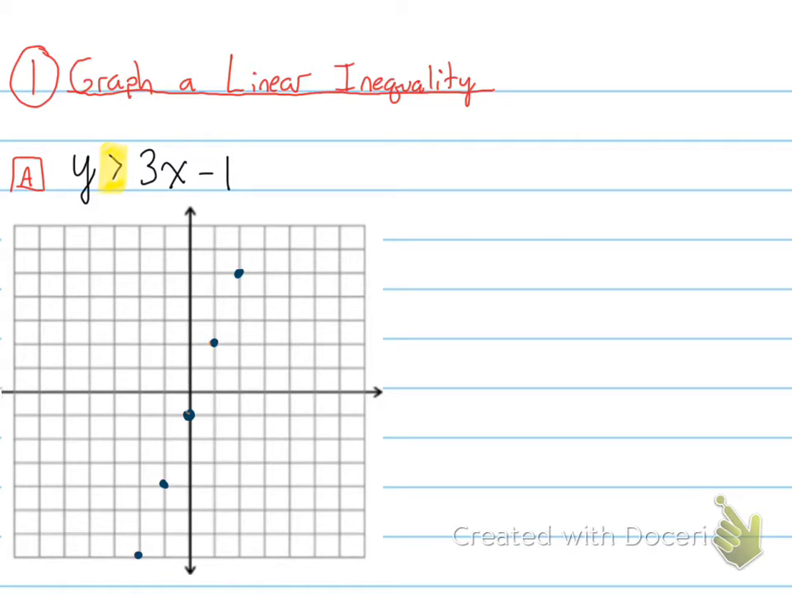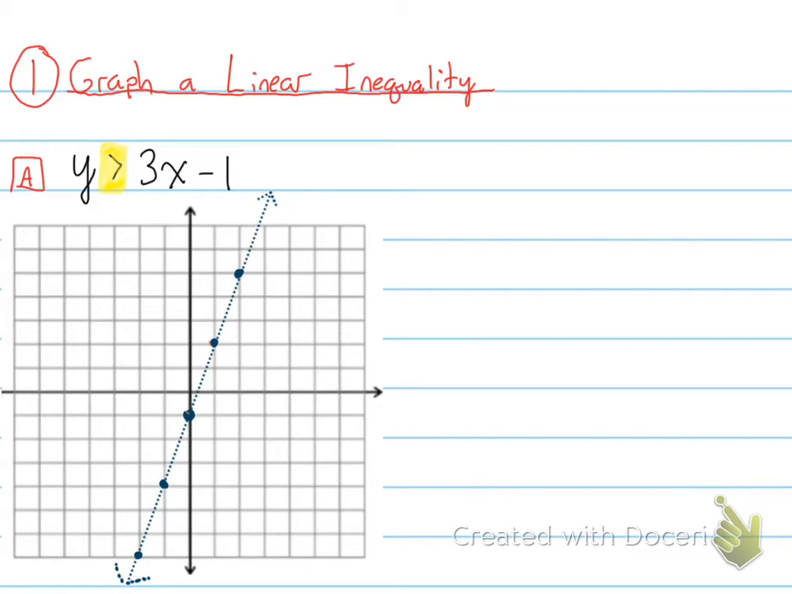Then, in the end here, I'm going to look at that inequality and answer some questions. I have y is greater than 3x minus 1. So since it's greater than, I don't see that line below it. That means I want to shade everything above that line, but I don't want to include it. And how I represent that is by a dashed line.